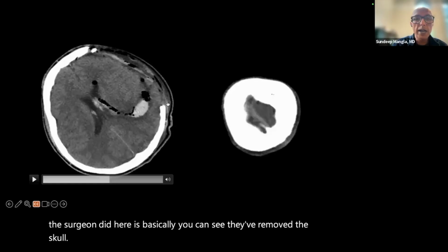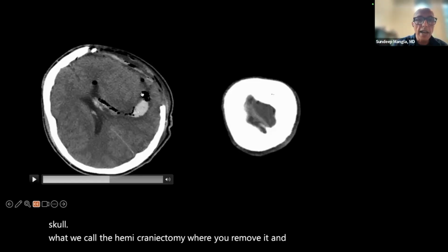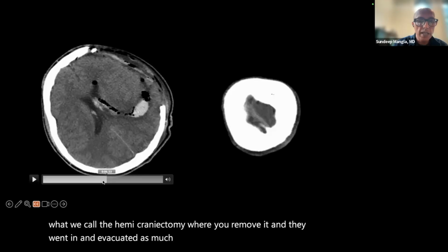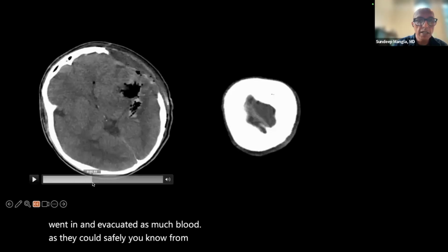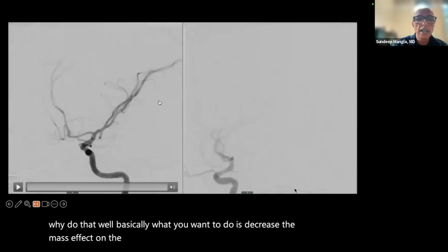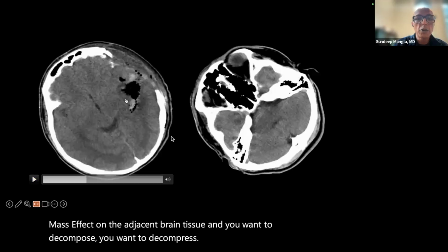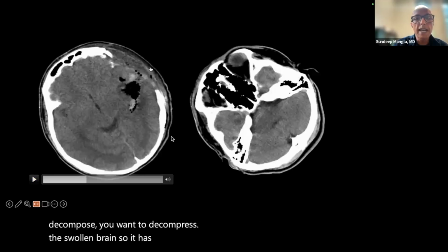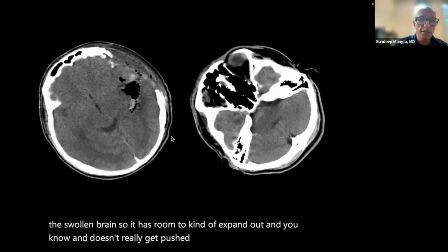what we call a hemicraniectomy, where you remove it, and they went in and evacuated as much blood as they could safely from that hemorrhagic pocket. And why do that? Well, basically what you want to do is decrease the mass effect on the adjacent brain tissue, and you want to decompress the swollen brain so it has room to expand out and doesn't get pushed in, which can cause herniation and mass effect, right?